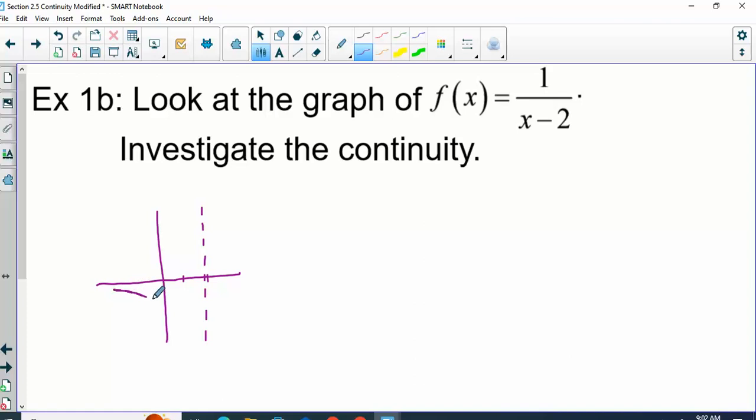And we should get a graph that looks a lot like this. We have a vertical asymptote at 2, because 2 makes the denominator 0, so we get a vertical asymptote. Put the x minus 2 in parentheses when you plug it in your calculator, so 1 over parentheses x minus 2.